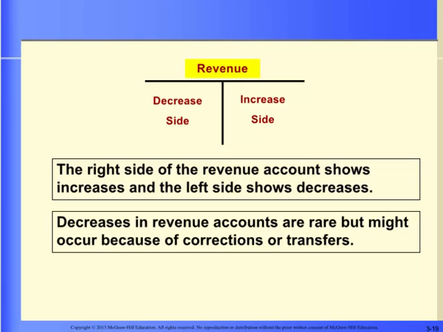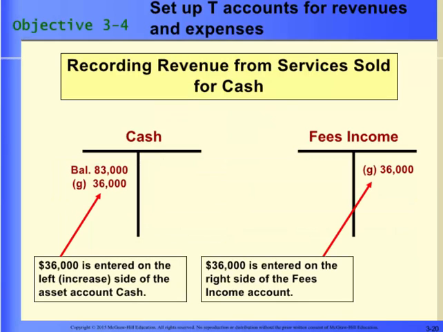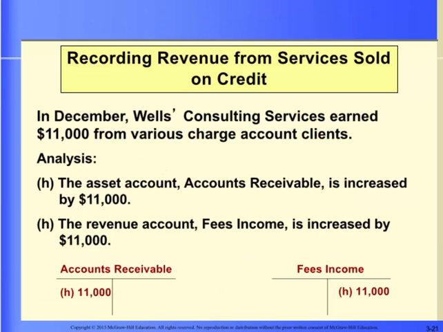To increase a revenue account, we would credit the account. If we would want to decrease the account, we would do the opposite, so we would debit the account. The next transaction will be to record revenue from services sold for cash. Take a moment to review the transaction. Let's consider the transaction where Wells earns $11,000 from various charge account clients. Since we have completed the work and earned the money, we increase or debit our accounts receivable for $11,000. We also increase our fees income account by recording a credit for $11,000.